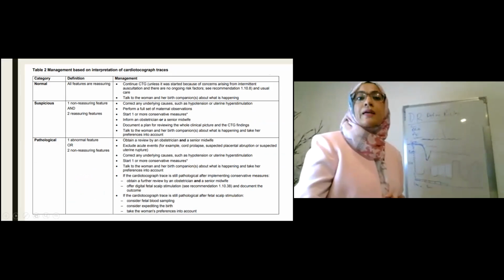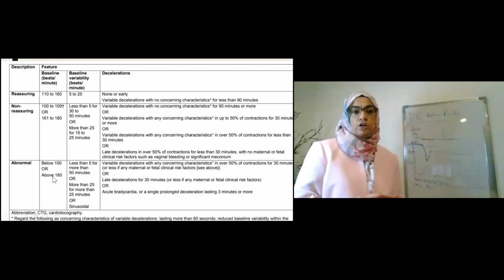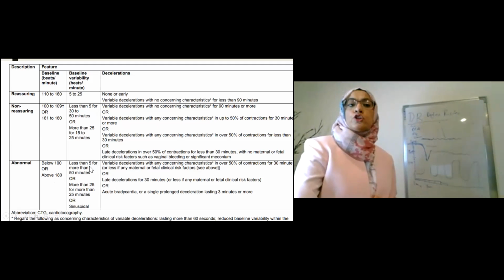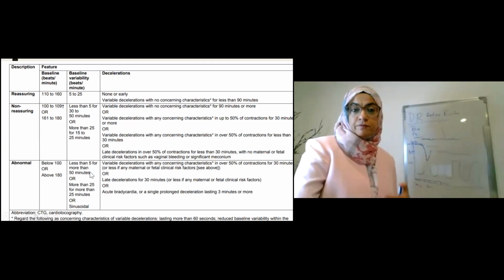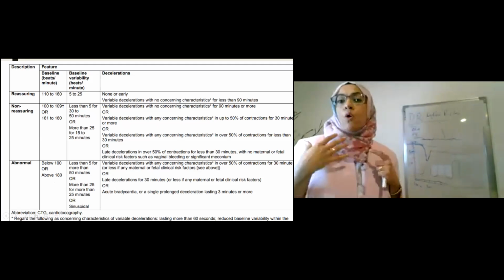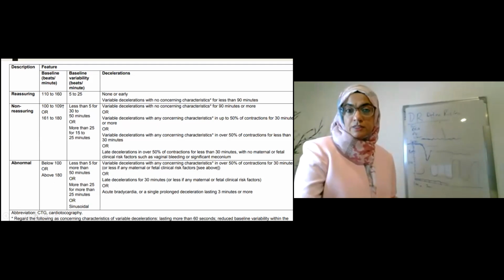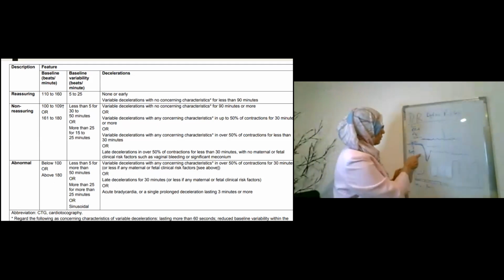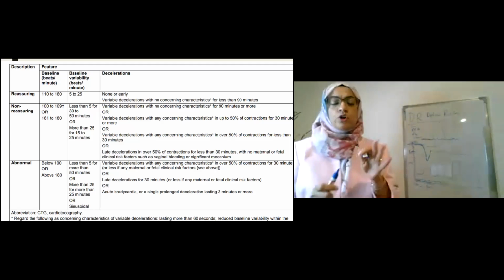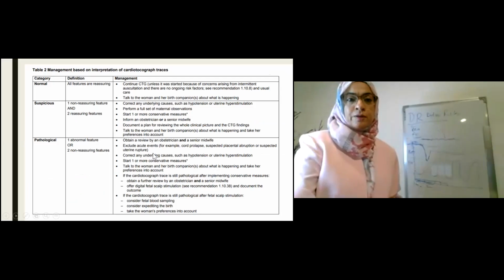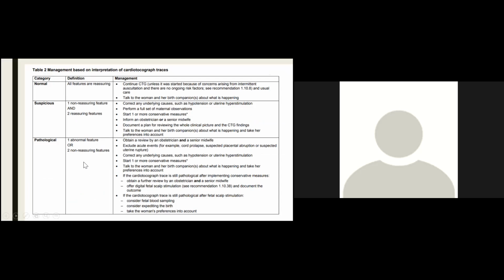And if you have one abnormal feature, just one, your heart rate goes down below 100, or it goes above 180, your variability is less than 5 or more than 25 for more than 50 minutes, or you have got variable decelerations with all those concerning characteristics for over 50% of the contractions for 30 minutes, or you have late decelerations for 30 minutes, or forget about everything. The baby's heart rate went down for more than 3 minutes. The 3 boxes on the CTG, that's it, that's the bradycardia or prolonged deceleration. That's pretty abnormal, right? So you are going to pull the buzzer and say, look, I've got 1 abnormal feature or 2 non-reassuring features. This is a pathological CTG. I need to do something.